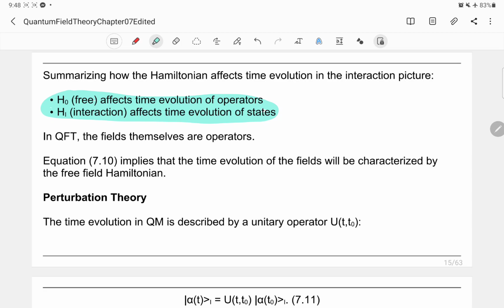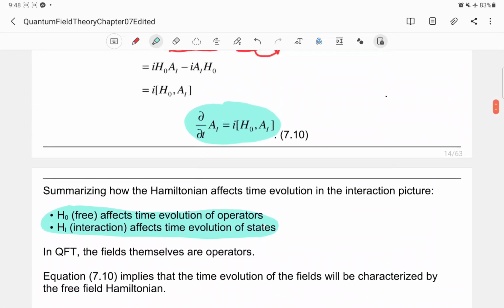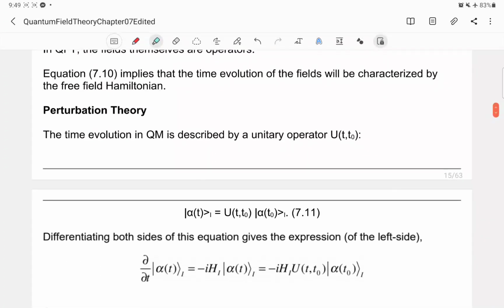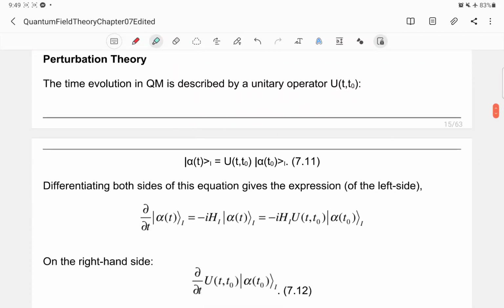By the way, in quantum field theory, the fields themselves are also operators. And looking back at this one, this means that the time evolution of the fields will be characterized by the free field Hamiltonian. And we should remember this because quantum field theory is dealing with the fields. So let's proceed now to another section we call perturbation theory.